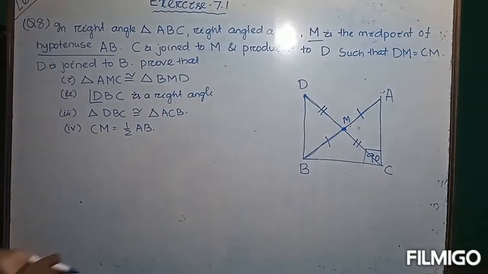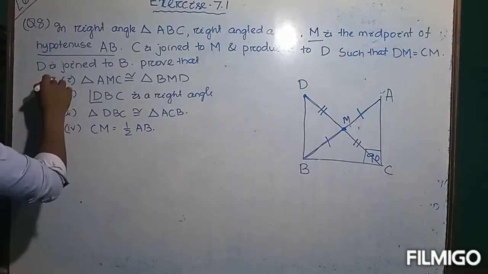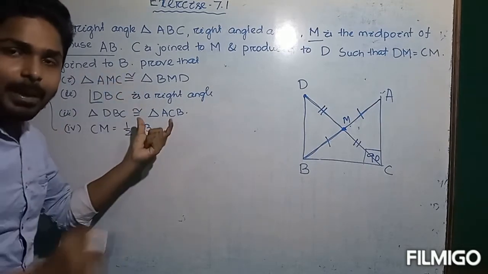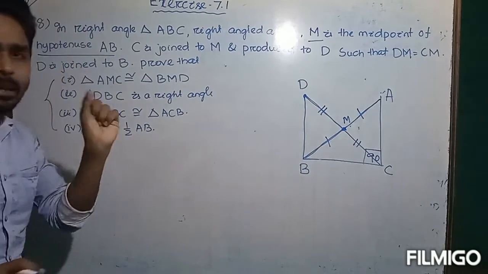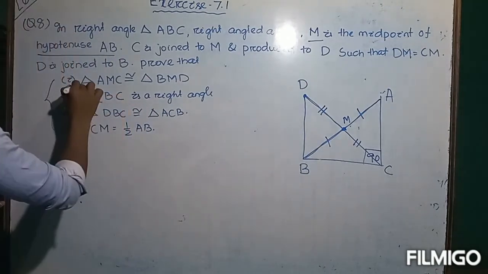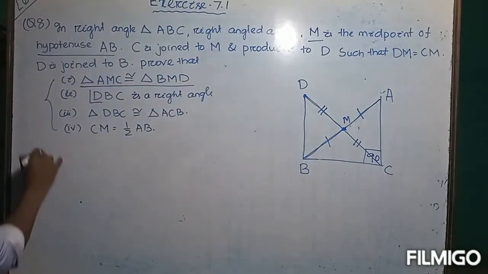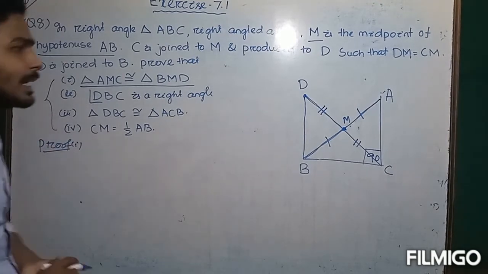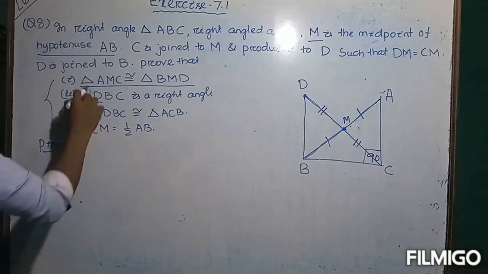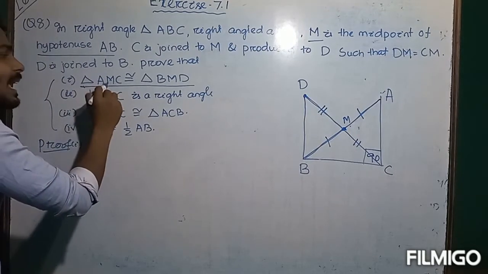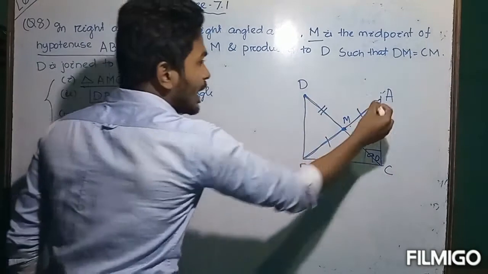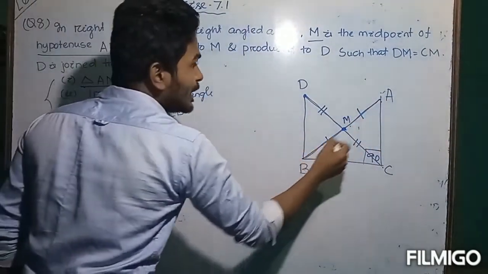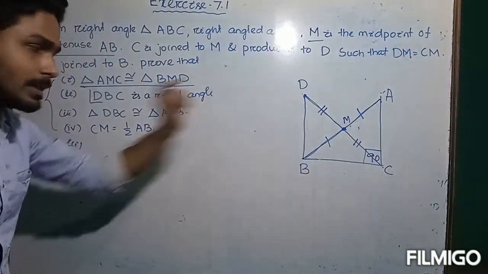Now coming to the proof part. You have to prove 4 statements. So we will prove every statement individually. It will take a little bit of time, don't worry. So let us first prove the first statement. Okay, proof of the first statement. It is given. You have to find that the triangle AMC is congruent to triangle BMD. We have to prove this.